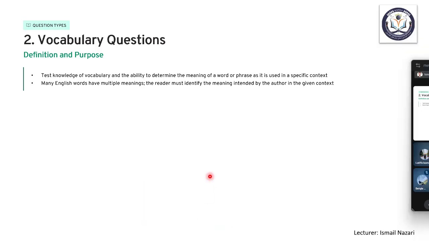Vocabulary question, as you have stated as well, the purpose of vocabulary question is to test our knowledge of vocabulary and whether we are able to find out and understand the meaning of the word based on context, based on the specific context in which it is used. So it checks our ability in that area of the word choice. So that's the main focus here.